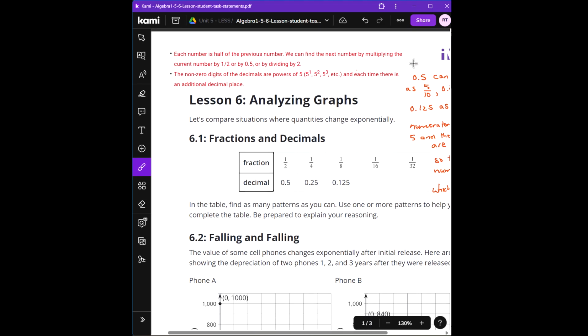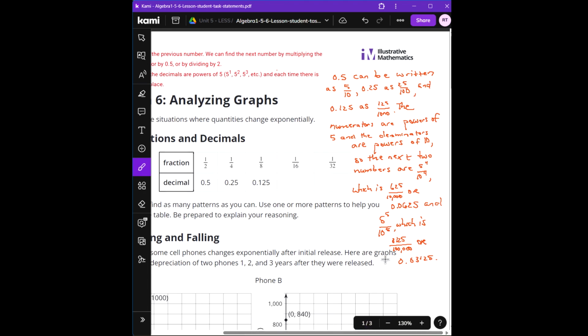Okay, so each number is half the previous number. We can find the next number by multiplying the current number by 1/2 or dividing by 2. The non-zero digits of the decimals are powers of 5. Each time there is an additional decimal place. And then over here, I wrote this down for you. So this is just another way of looking at the problem.